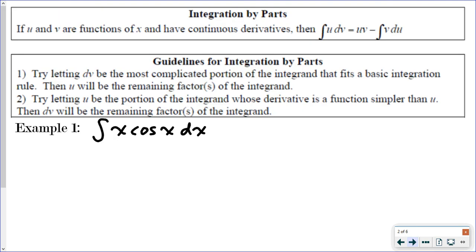Okay, so again, this is our formula. If u and v are functions of x and have continuous derivatives, then the integral of u dv is equal to uv minus the integral of v du. Okay, now, what does an actual problem look like? We'll look at example 1. We want to find the integral of x times cosine of x.